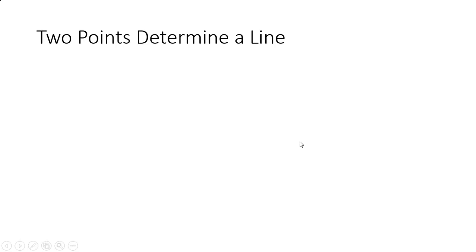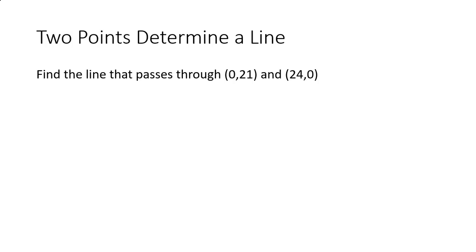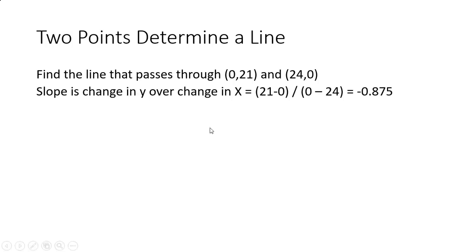Now let's figure out the equation for our constraint line. We need to find the line that passes through those 2 points. The first step is to find the slope, change in y divided by the change in x. So we take 21 minus 0, divided by 0 minus 24. We get negative 21 divided by 24, which is negative 0.875.